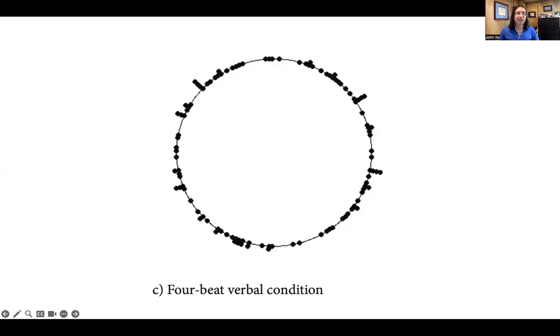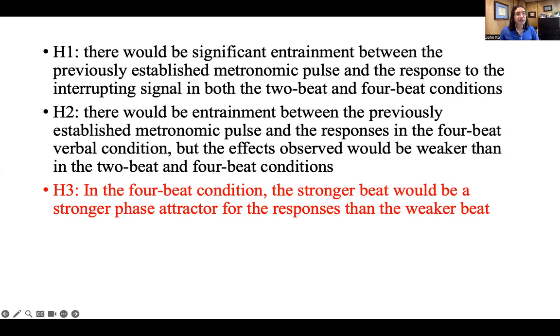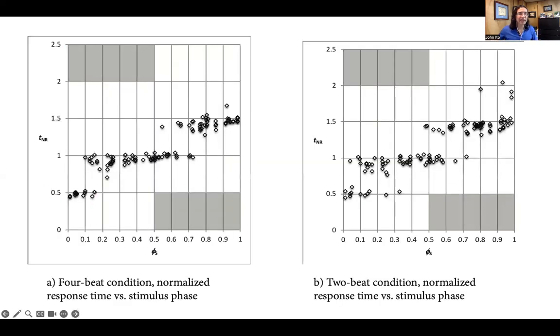So we plotted those same data around the unit circle, and we found no significant difference between our data and a uniform circular distribution as confirmed by a Hermann-Rassens test for circular uniformity. Okay, third hypothesis, really the crux of things as far as focal impulse theory is concerned. So in the 4-beat condition, we predicted that the stronger beat would be a stronger phase attractor for the responses than the weaker beat. Okay, now let's go back to our data here.